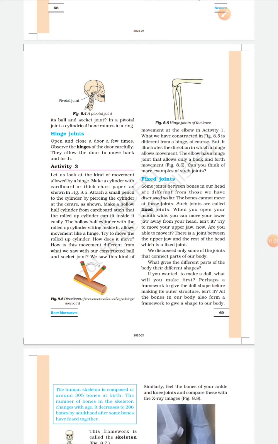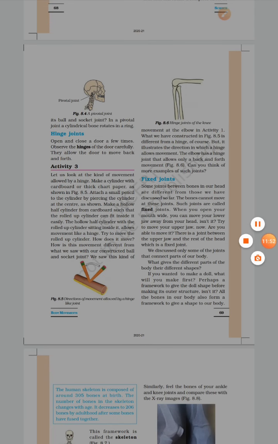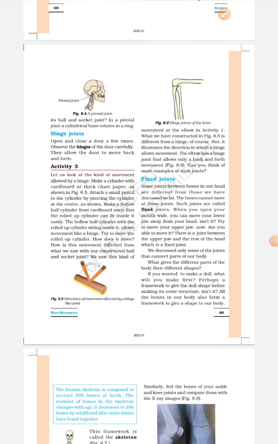Now dear students, we have another type of joints, that is called fixed joints. You should know one thing, dear students, that there are two types of joints. Number one, fixed joints, and number two, non-fixed joints. In fixed joints, we can take the example of our upper jaw and our lower jaw. Observe this thing: when you chew anything, you will observe that your lower jaw is moving, not the upper jaw. Our upper jaw is fixed.